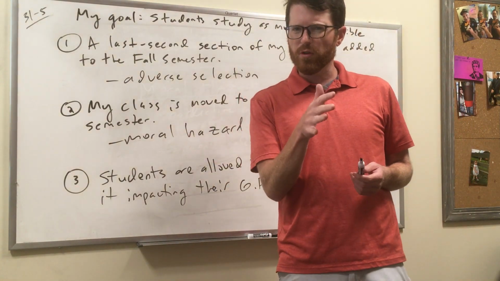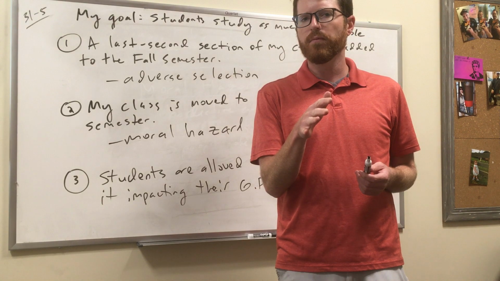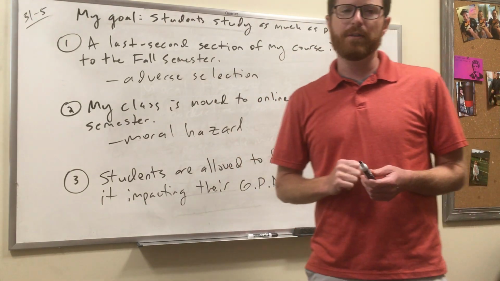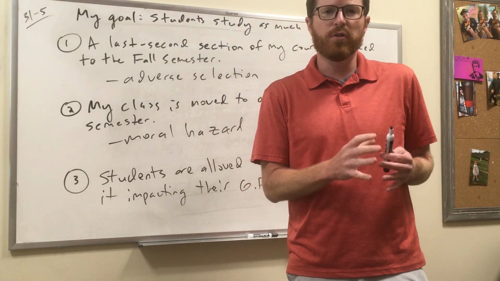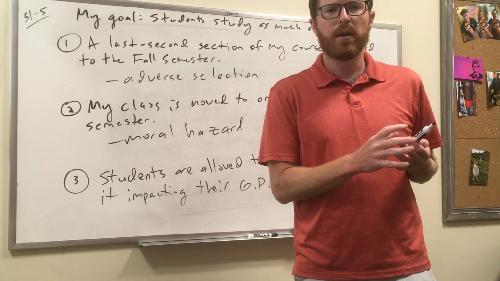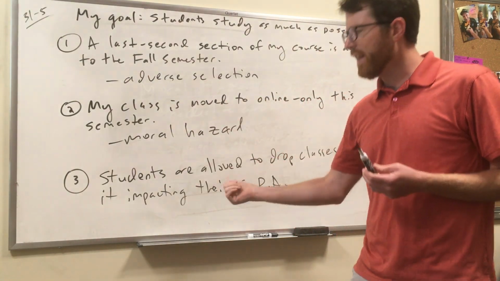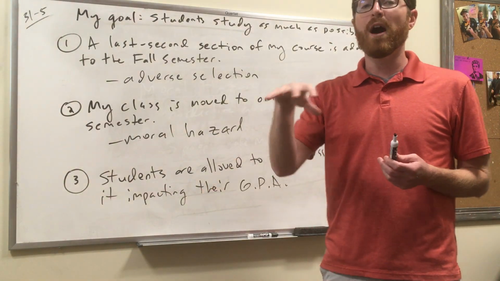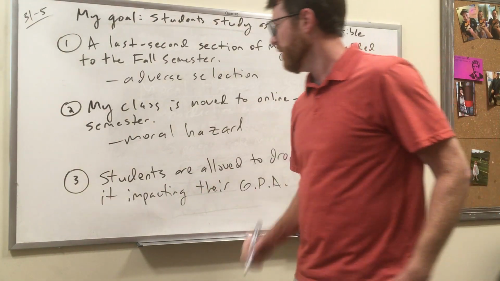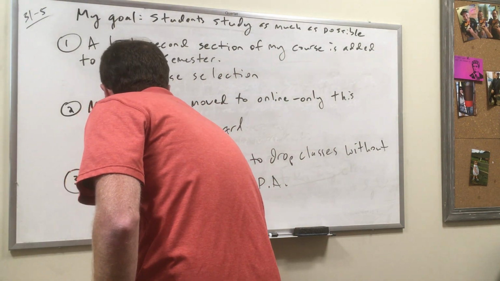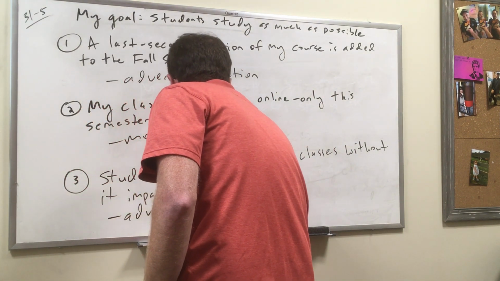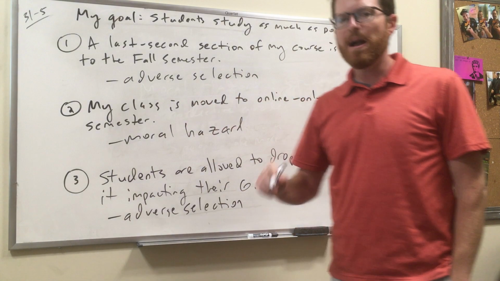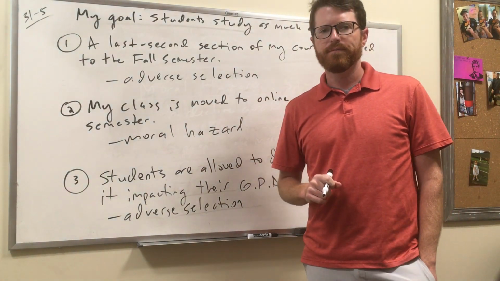For a student who's borderline, who thinks the class might be too hard, this incentivizes them to take the class because they know if they're doing badly, they can always drop. So I will get students deciding to take my class who otherwise wouldn't take it, because they have this option. So that's adverse selection. But I bet there will also be moral hazard.